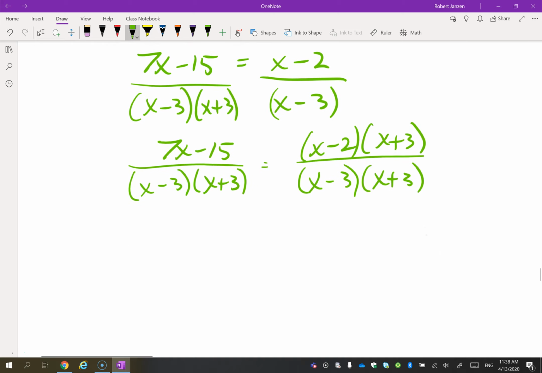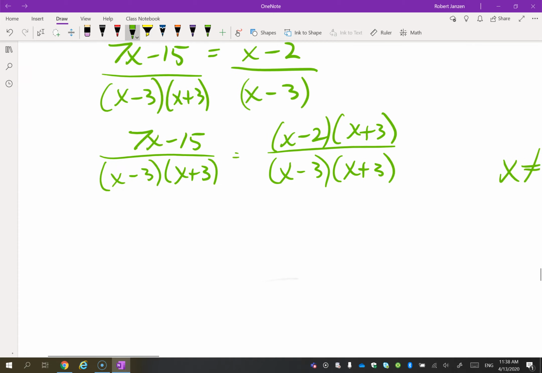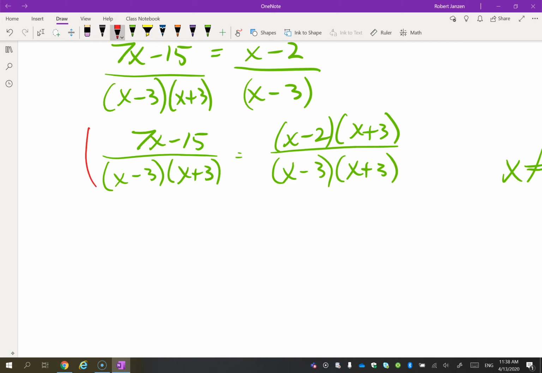Okay, so x cannot be plus or minus 3. I'm going to multiply by the least common denominator. Getting a little lazy there, I'm just writing LCD. Okay, that's going to cancel out here. When I multiply this fraction and when I multiply the second fraction, it's going to cancel out that.